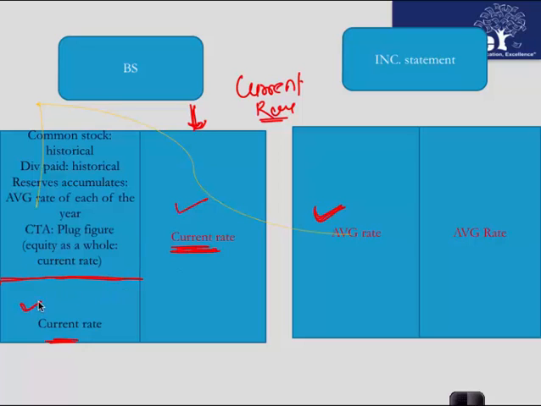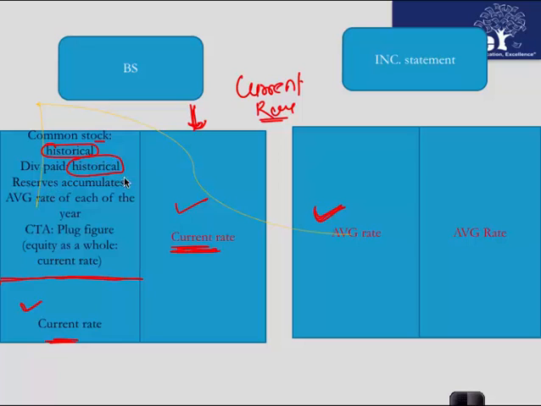All your liabilities get converted at current rate. Common stock, which is the number of stocks times face value, we will convert at the rate at which this common stock was issued, because in a way that is the amount we have received. So this gets converted at historical. Dividend paid will be converted at historical.